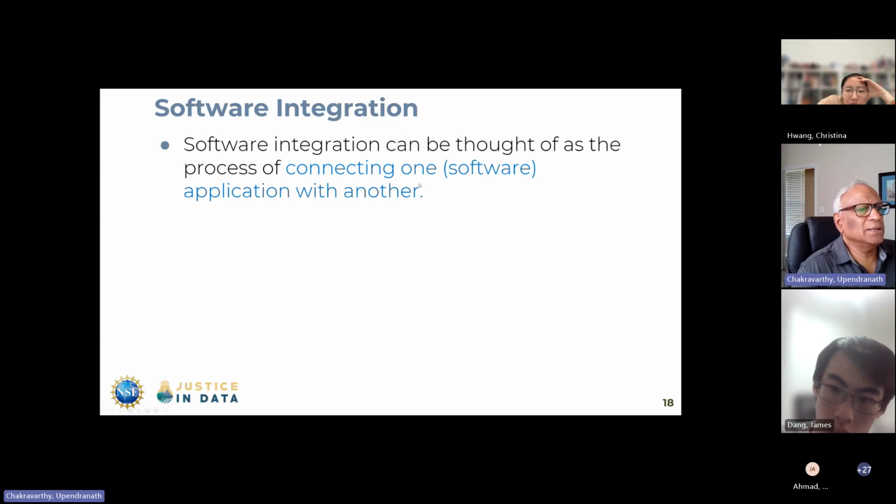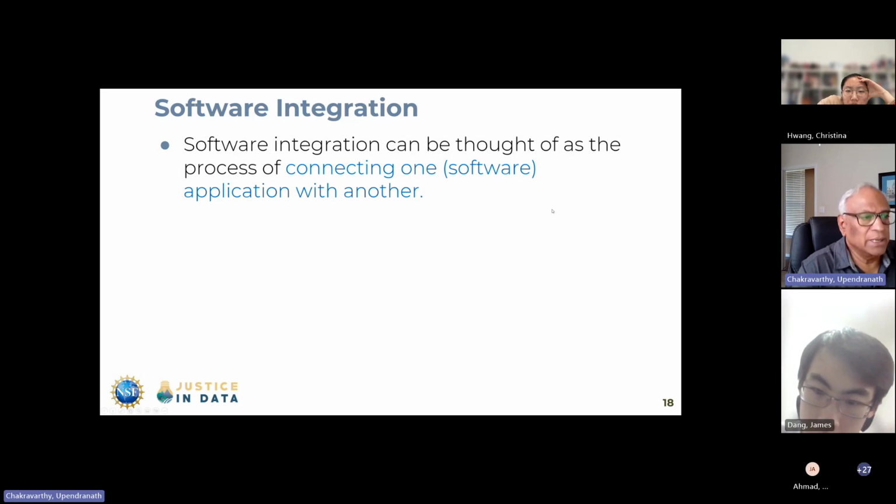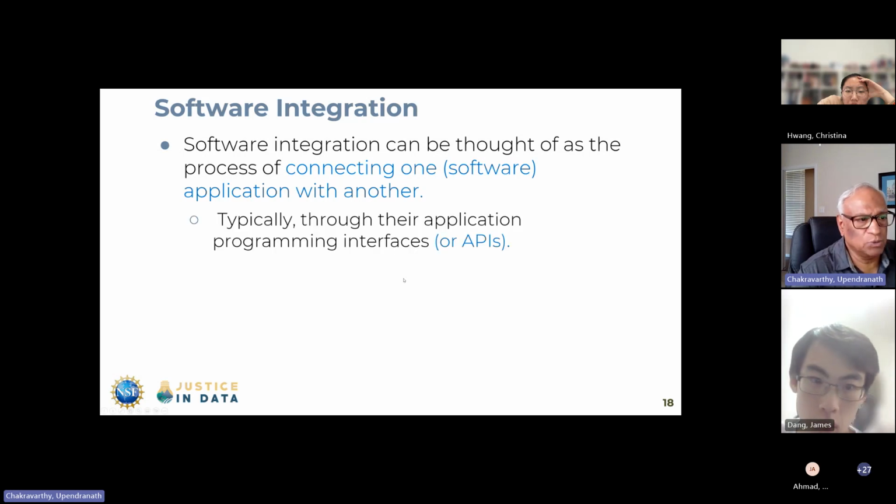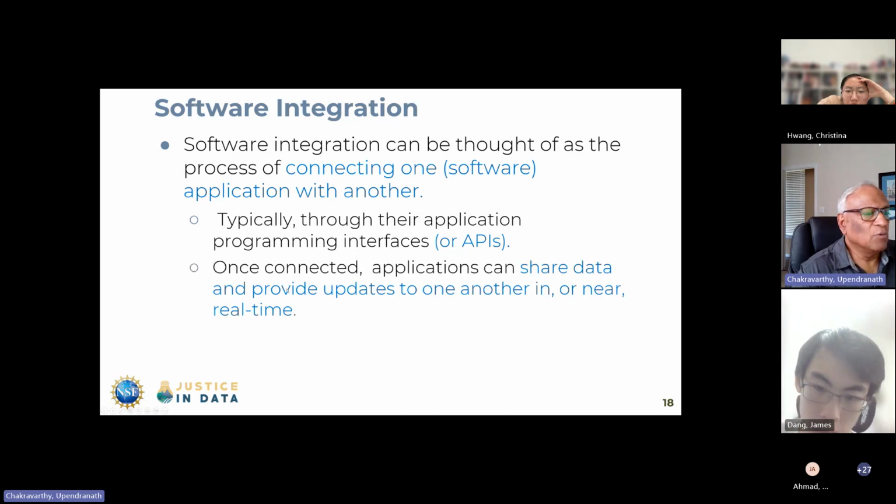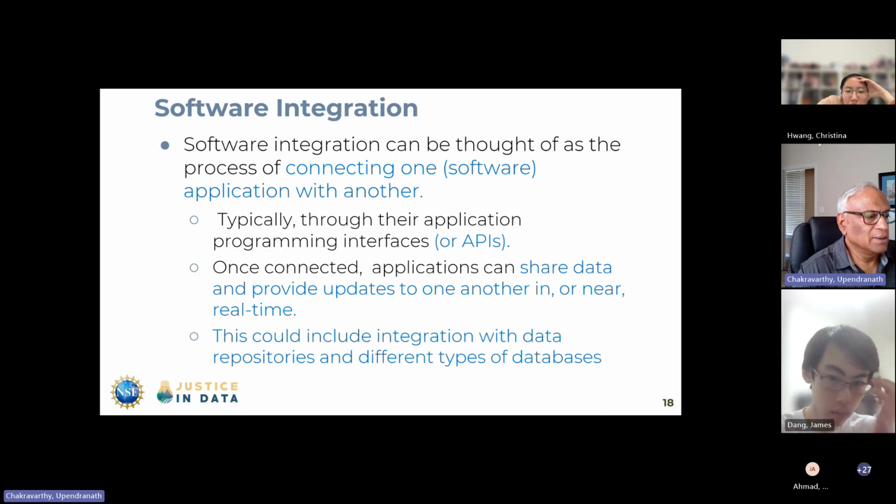So software integration can be thought of as the process of connecting one software application with another, just like you connect two devices that have a common standard format, typically through their application APIs, as we call it. Once connected, applications can share data and provide updates to one another in or near real time. This could include integration with data repositories and different types of databases.